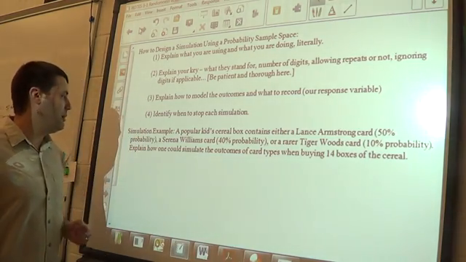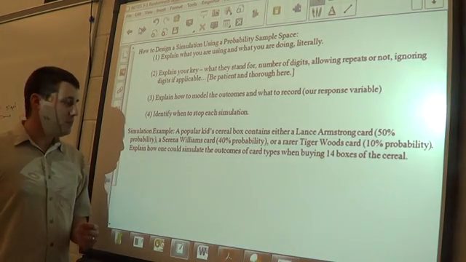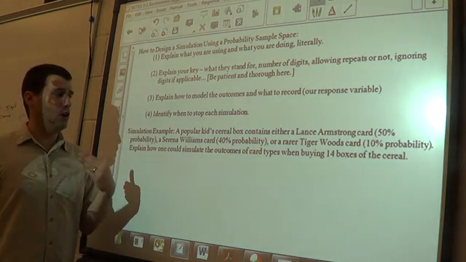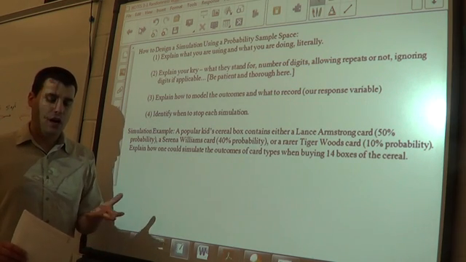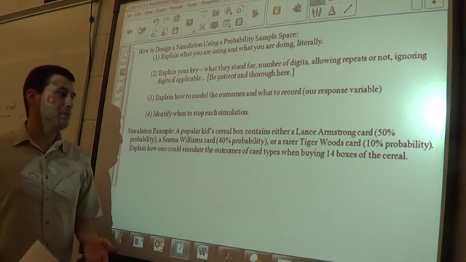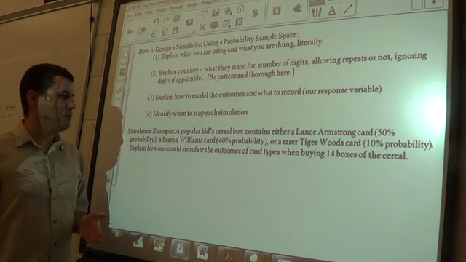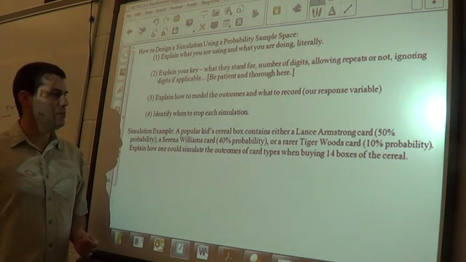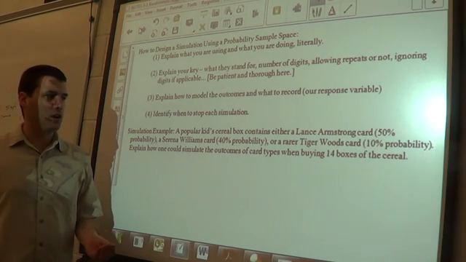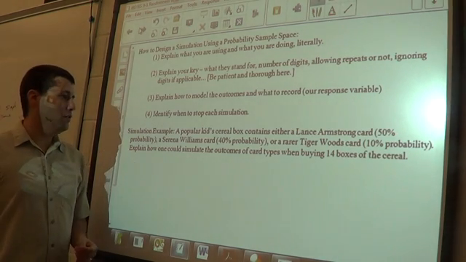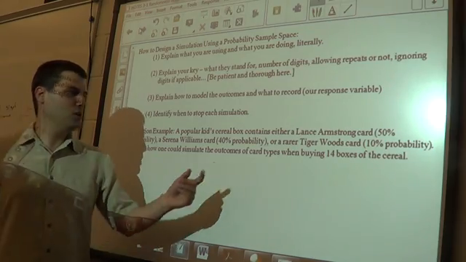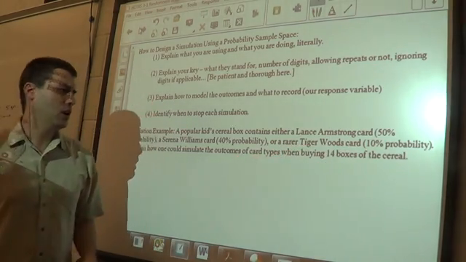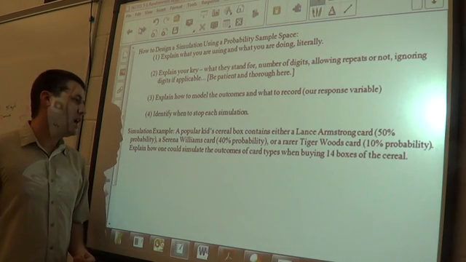Here's a silly example I made up, a simulation example. I made this based off of how a lot of cereal boxes and other things have prizes in them, somewhat random. Popular Kids cereal box contained either a Lance Armstrong card, 50% of the boxes have those, a Serena Williams card, 40% of the boxes have those, or a rare Tiger Woods card at 10% probability.